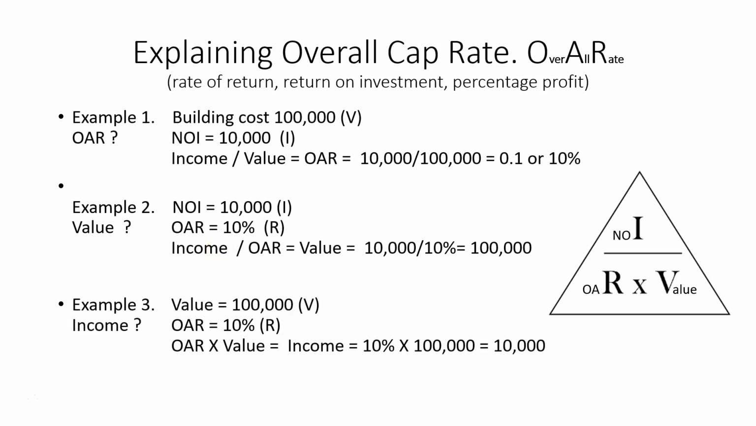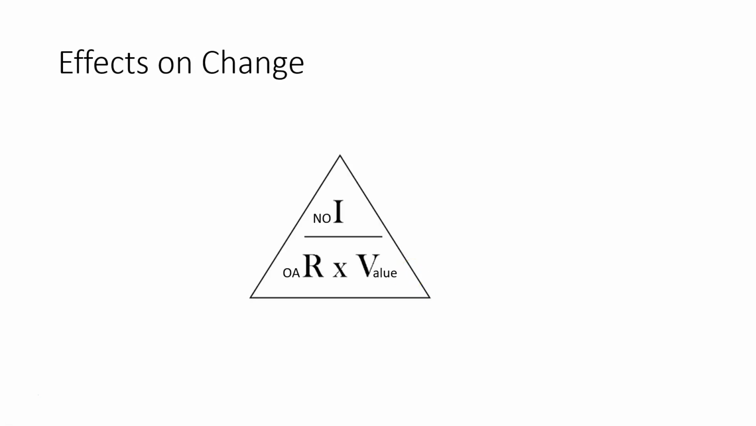Or conversely, if I knew the building was $100,000 and I expected or was getting a 10% capitalization rate, what would be my income? Multiply those out and I'll get 10,000. You have to remember I over R times V. We also have to understand the relationship between the NOI and the OAR, rate of return, and the value.